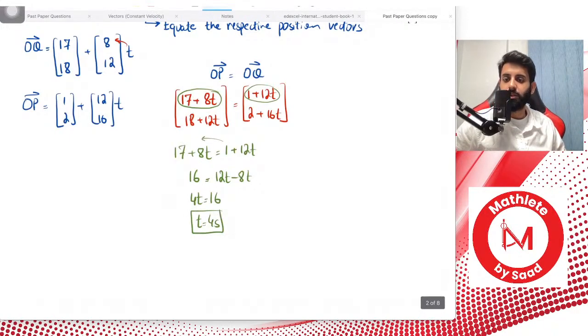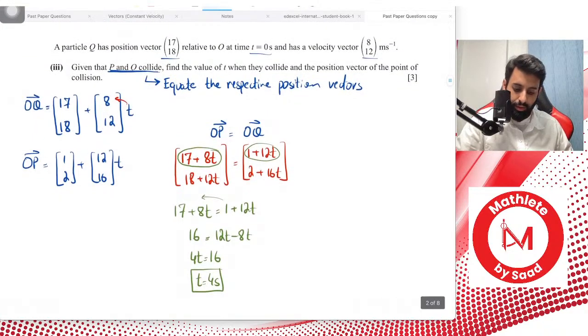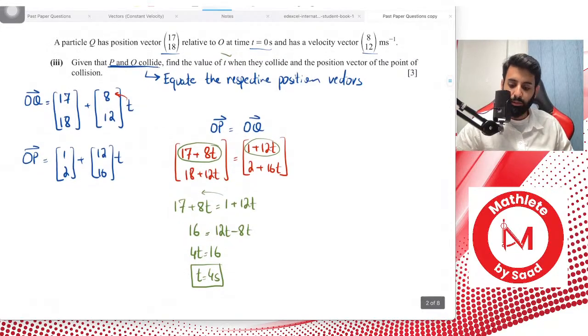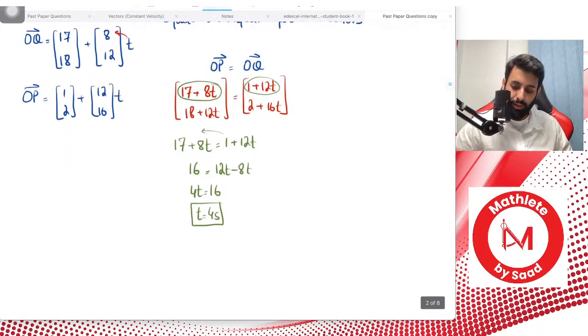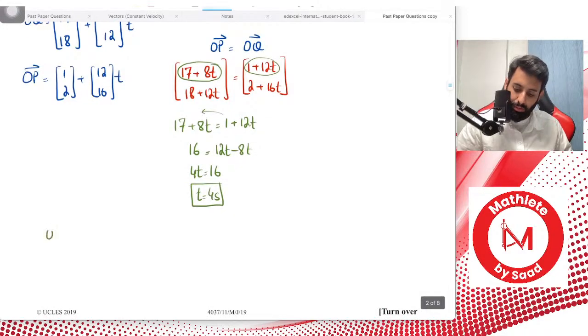And this is not where the question ends. The question further says find the value of t when they collide. So we can put a check mark there. But it also says find the position vector of the point of collision. So if you want to find out the position vector of the point of collision, you're going to take this value of t. You can either plug it in OP or you can plug it in OQ. Since they're both equal, it doesn't matter. You're going to get the same answer. So I'm going to plug this in OP. In place of t, I'm going to write 4 in both the components x and y.